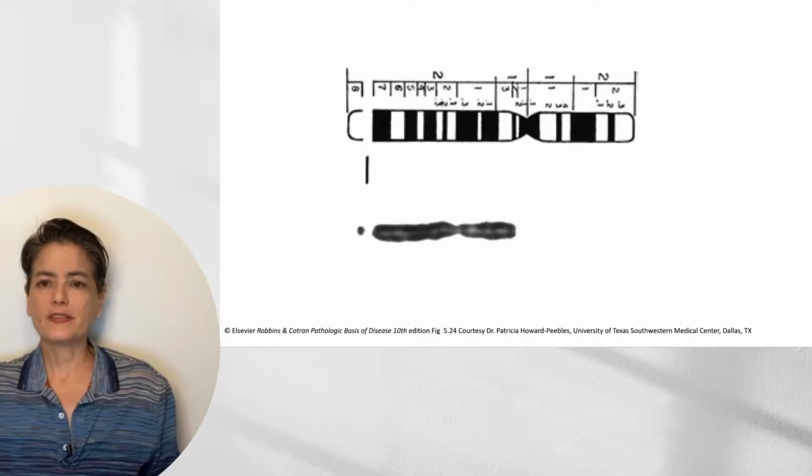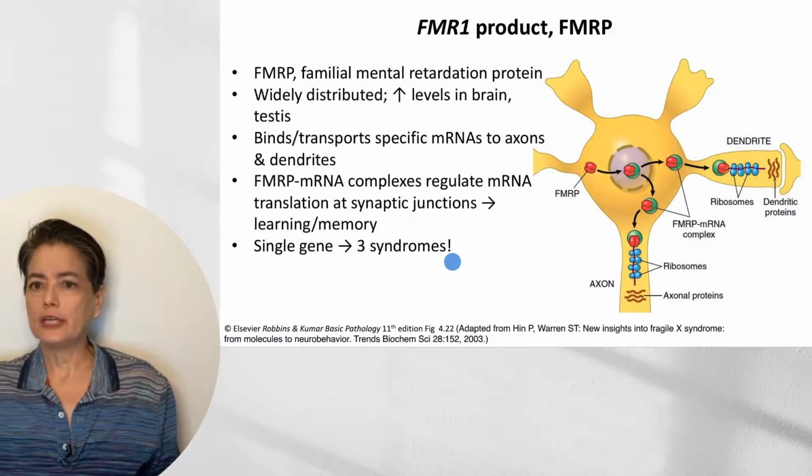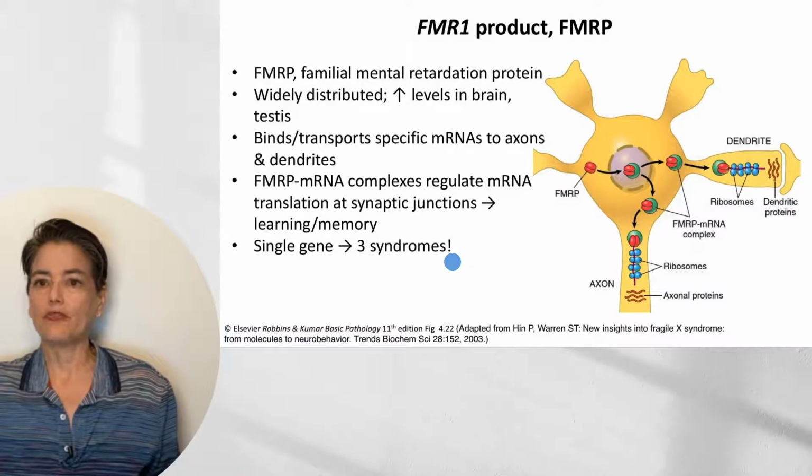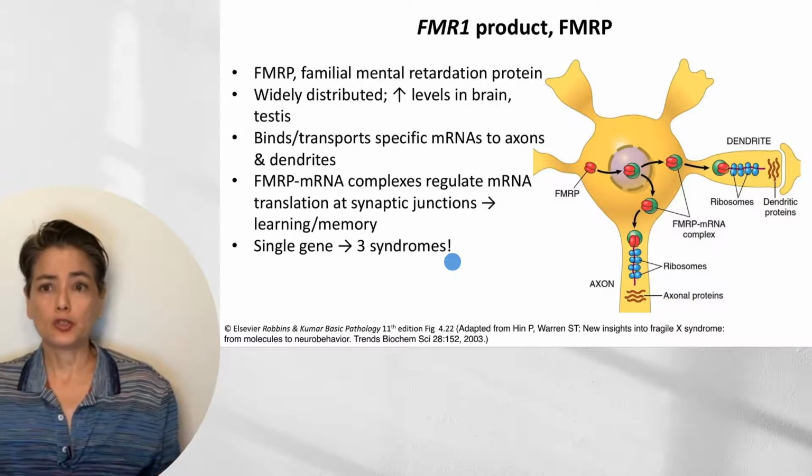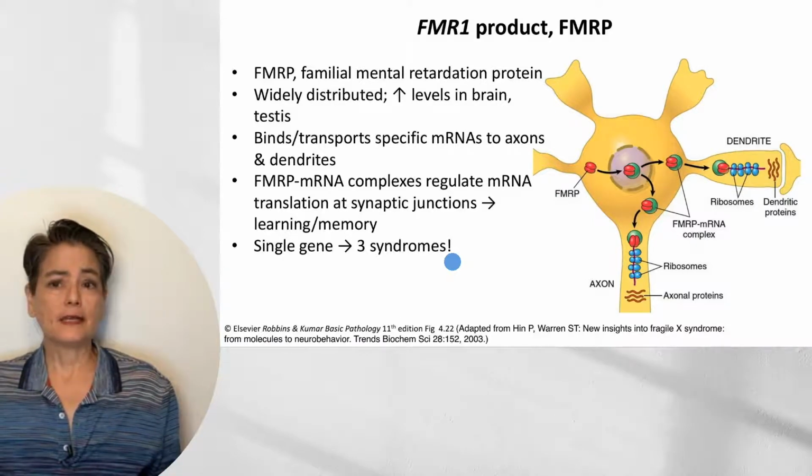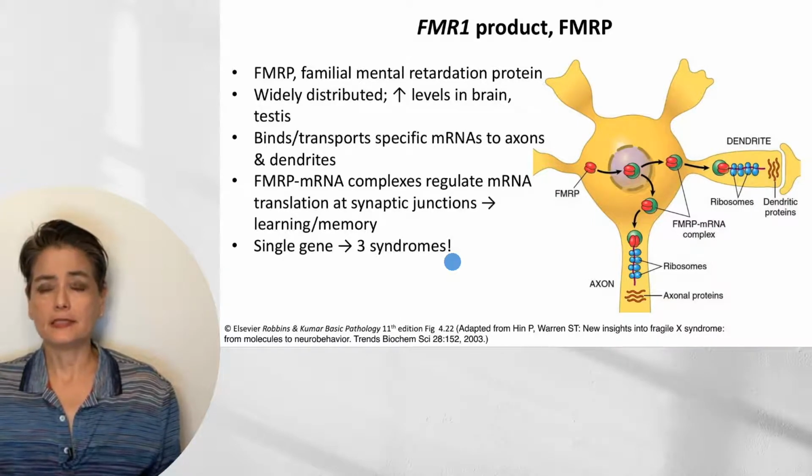So what is this area? This is a gene called FMR1, and the product is called FMRP, or familial mental retardation protein. So this protein is widely distributed in the body, but is in increased levels in the brain and testis, and that's relevant to the symptoms that we see.